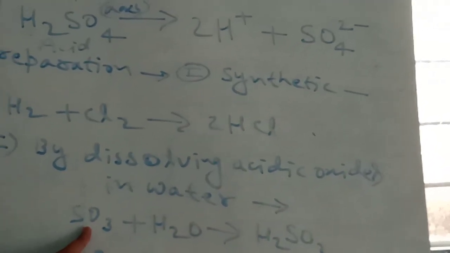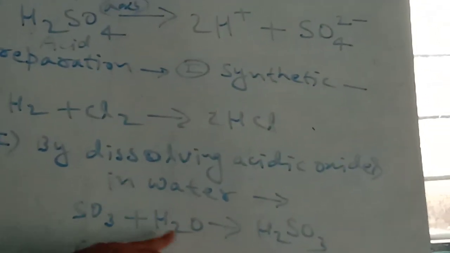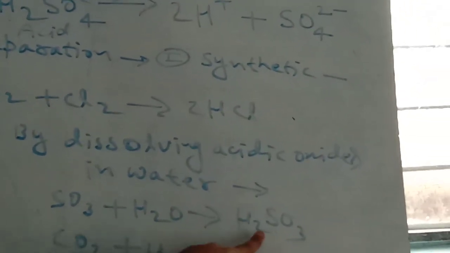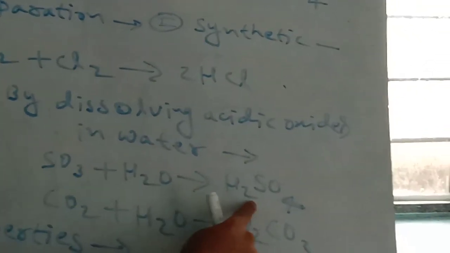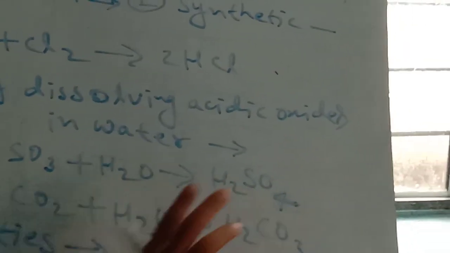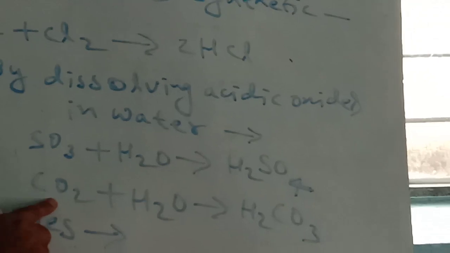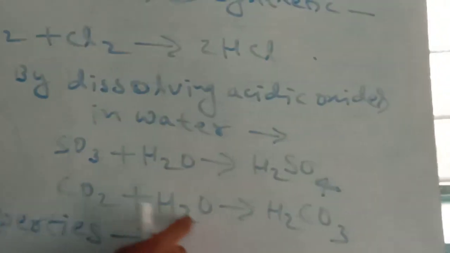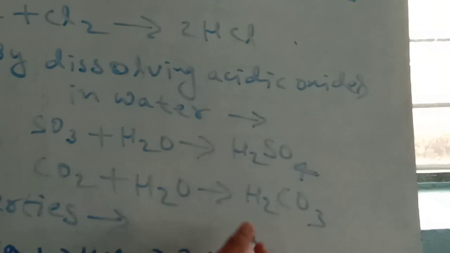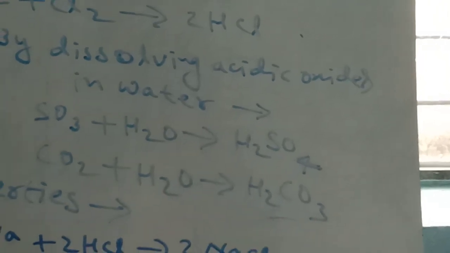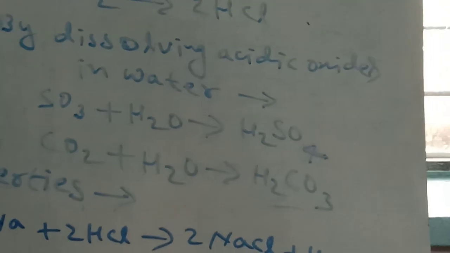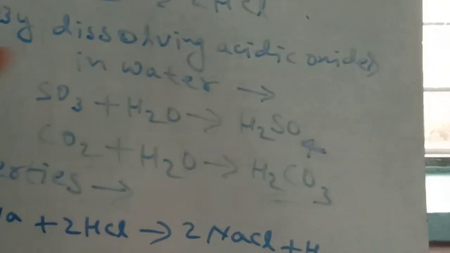Sulfur trioxide reacts with water, then forms, here you have to write, SO3 plus H2O gives H2SO4. This is sulfuric acid. Second, see, carbon dioxide plus water react chemically and form carbonic acid. What is this? This is carbonic acid. Here, sulfuric acid. So by dissolving acidic oxide in water, I have discussed two methods of preparation.